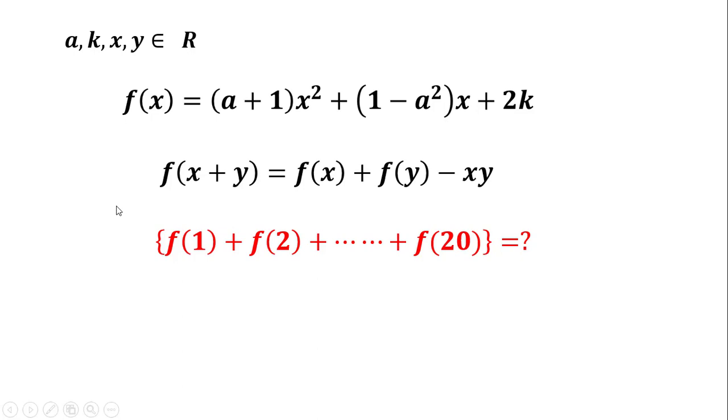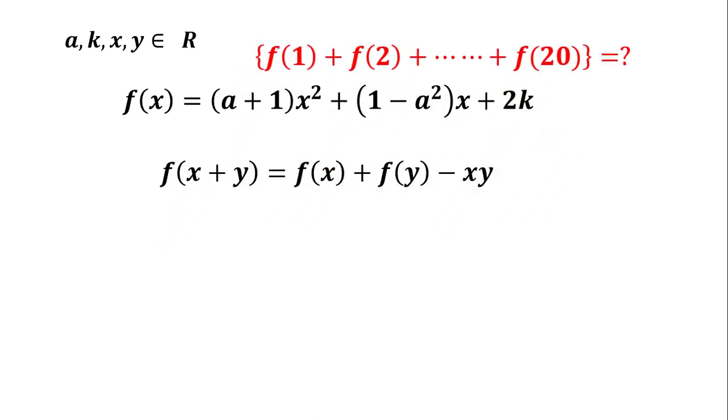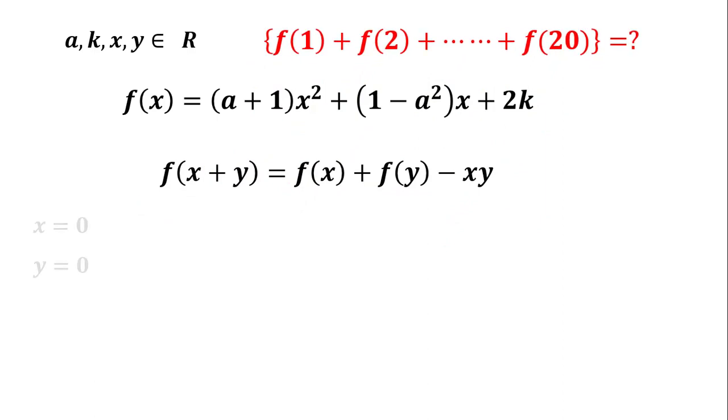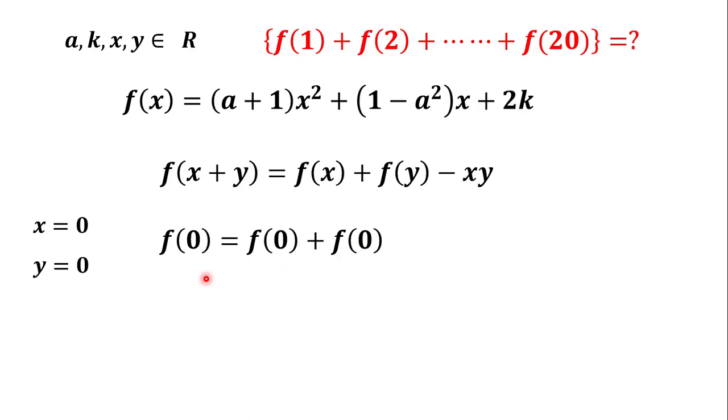In this video we are going to find f of x, then we are going to evaluate the sum of f of 1, f of 2 up to f of 20. In the first step in this equation we put x equals 0 and y equals 0. So this equation becomes f of 0 equals f of 0 plus f of 0, or we can write f of 0 equals 0.